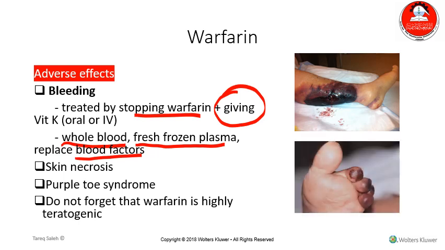Also, patients taking warfarin can develop what we call purple toe syndrome. And purple toe syndrome is a rare syndrome characterized by painful blue-tinged discoloration of the fingers and toes. And this is usually caused by cholesterol emboli from plaques that can mobilize and occlude small vessels supplying those areas. Don't forget that warfarin is a highly teratogenic drug and should not be used during pregnancy.